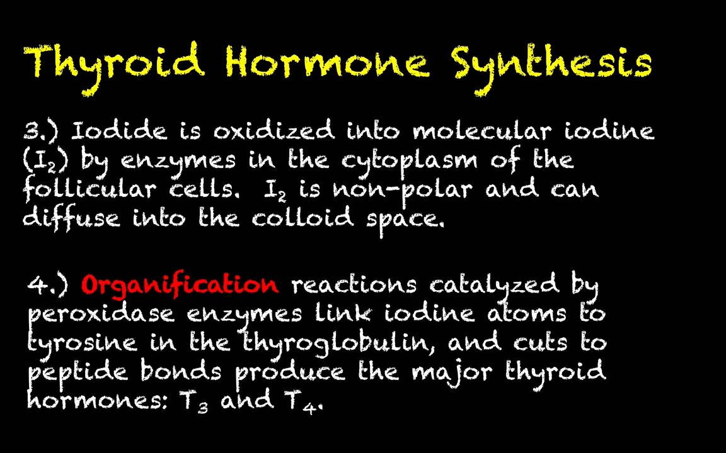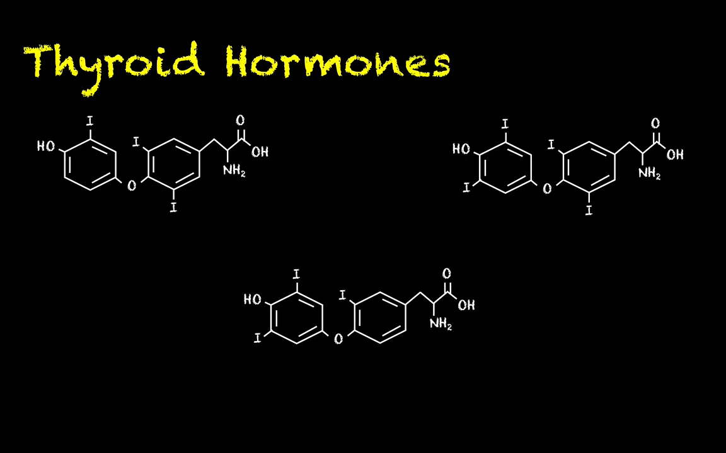The final step here is what is called organification reactions. These are catalyzed by peroxidase enzymes that are in the colloid, and they help to link iodine atoms to the tyrosines that are within the thyroglobulin. And then protease enzymes cut the peptide bonds in the thyroglobulin to produce much smaller thyroid hormones T3 and T4.